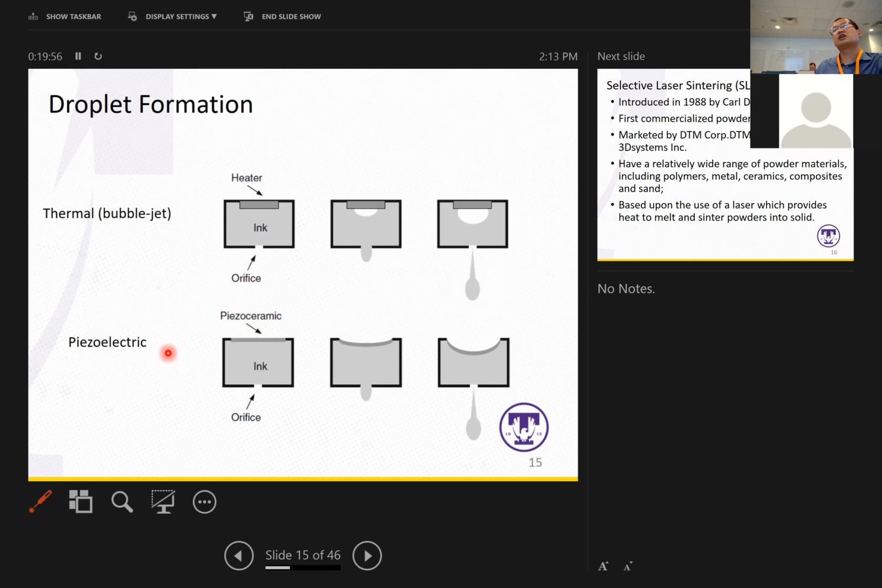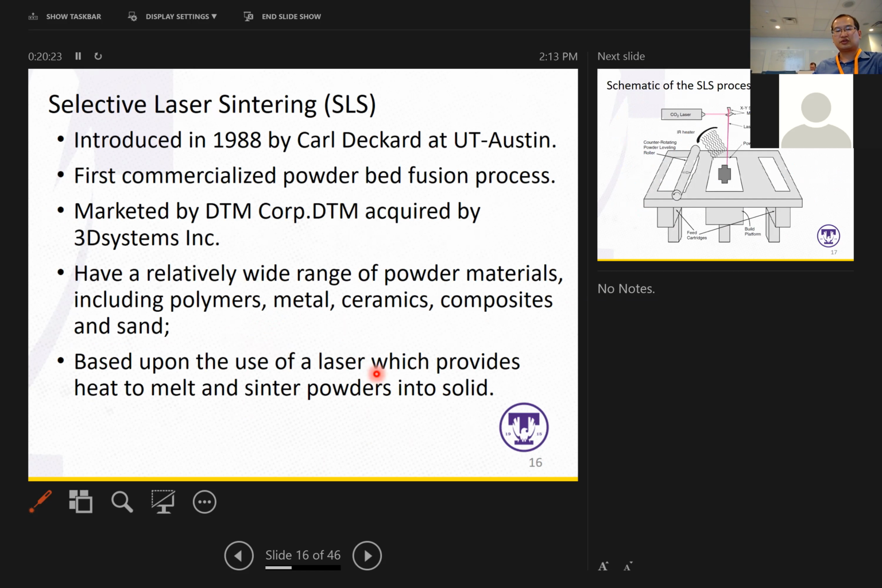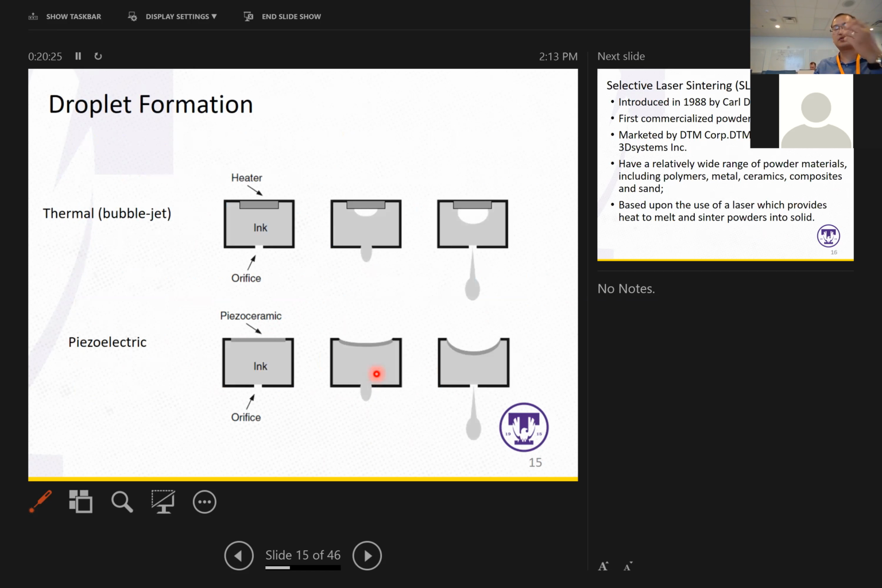The same thing happens with the piezoelectric based formation. You have a piezo ceramic put in here, and this piezo ceramic could be deformed when you apply a certain voltage on it. And how much it deforms will control the shape of the droplet, all right? So those are the two different ways to control your droplet. And okay, that is for the PolyJet printing.